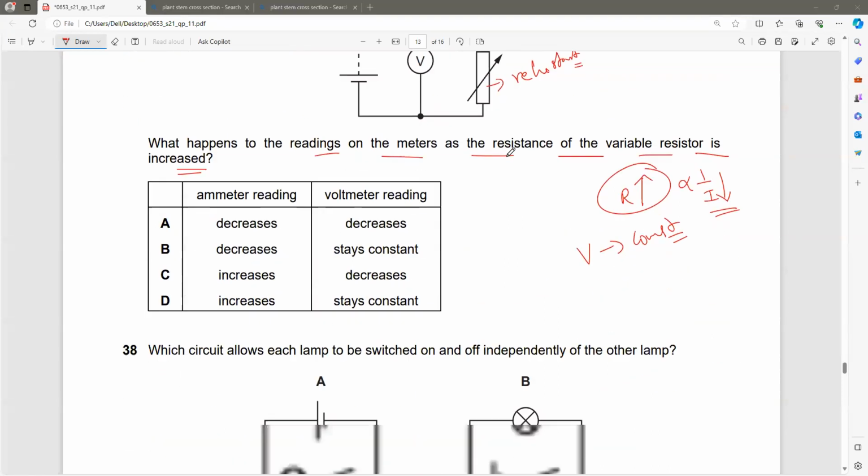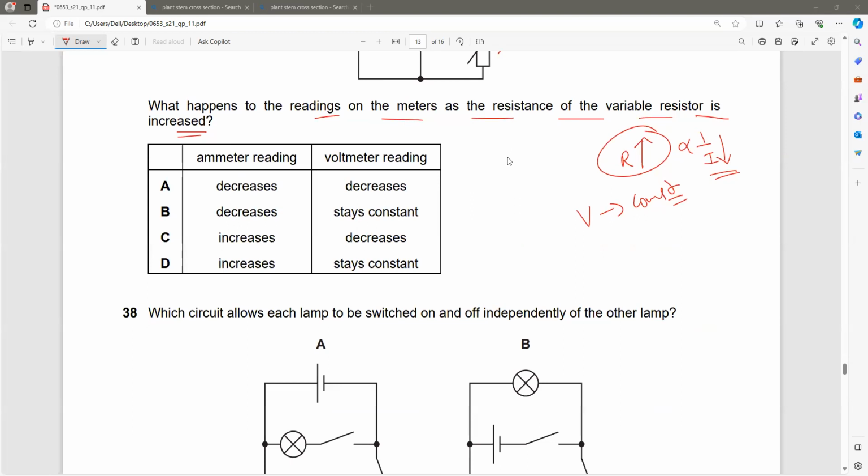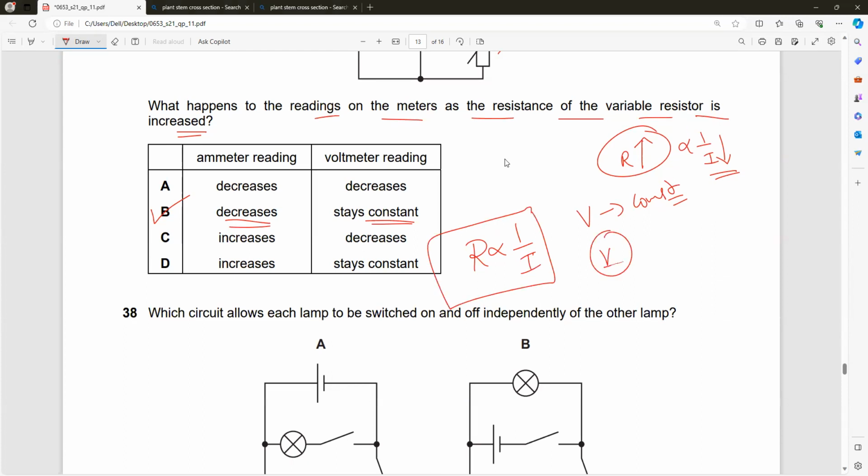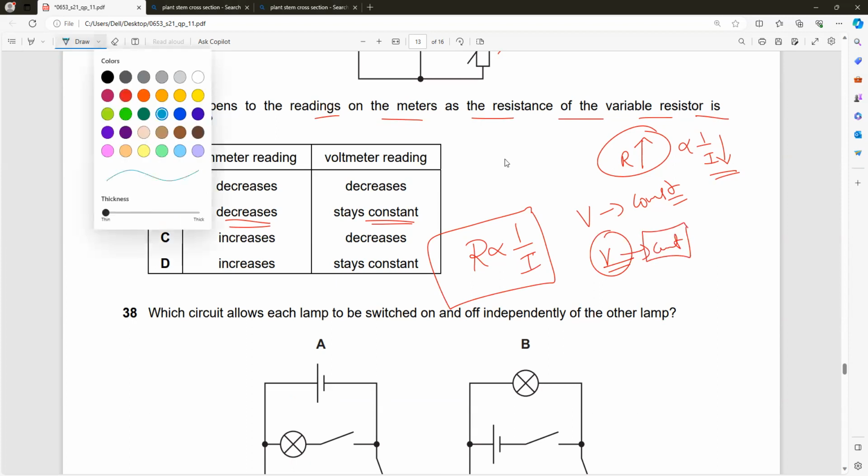So what is the correct option? Option B. Very, very important question. Please learn it. R and I are inversely proportional to each other. The supplied voltage remains constant. Voltage cannot be changed. So the voltage reading is still the same, only the current will change. That's all.